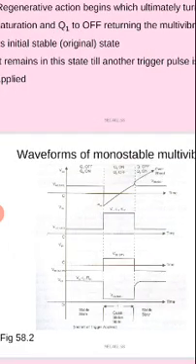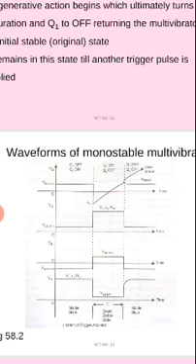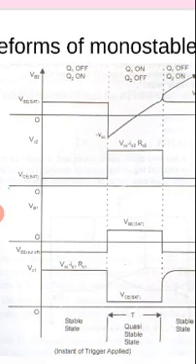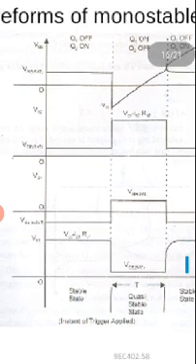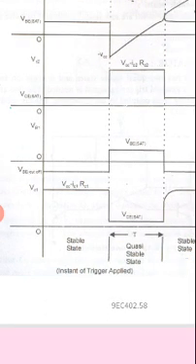Waveforms of monostable multivibrator. Here VB2 is the waveform at the base of transistor Q2, VC2 is the waveform of transistor Q2 at the collector, VB1 is the waveform of the transistor Q1 at the base, and VC1 is the waveform of transistor Q1 at the collector.